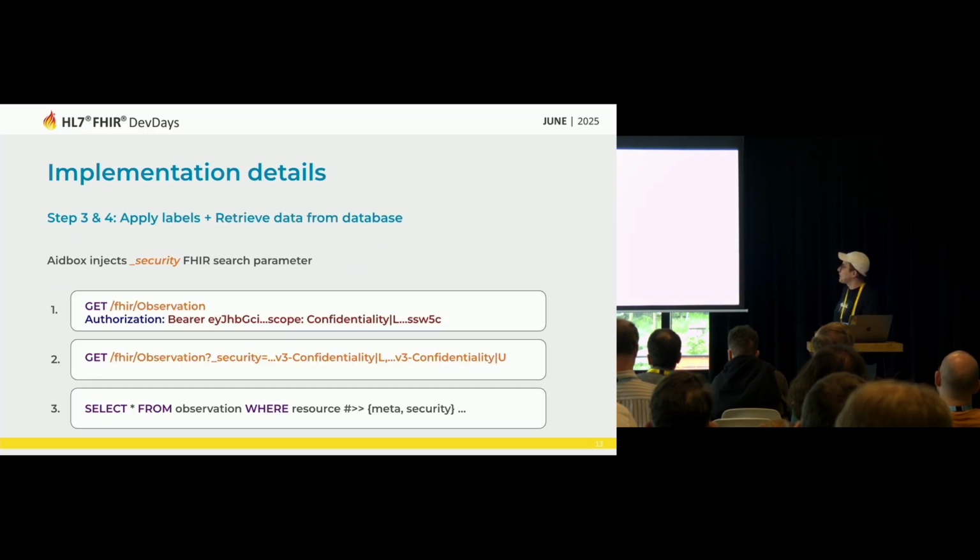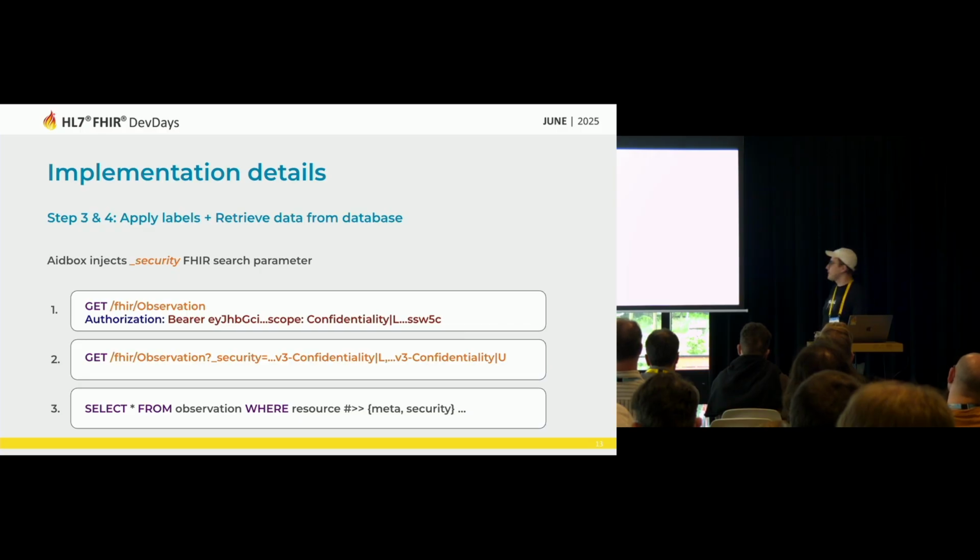Under the hood, Aidbox uses the FHIR security search parameter to apply resource level labels. For example, a GET FHIR Observation request with the labels in the access token will change under the hood to a GET FHIR Observation request with the security search parameter. We use Postgres as our database, so we transform this request to an SQL query. This is very important because at this exact moment, we apply our resource level access control. This SQL query will not return any resources without matching labels.